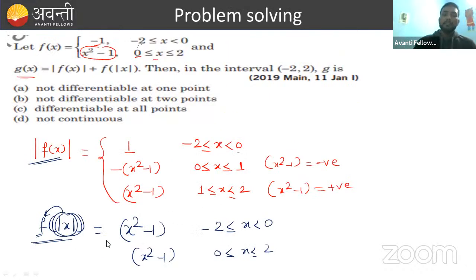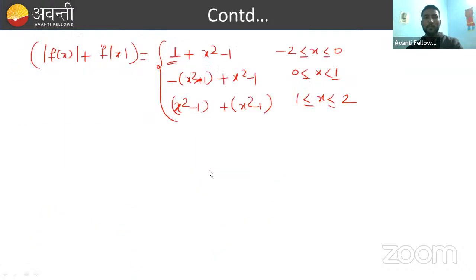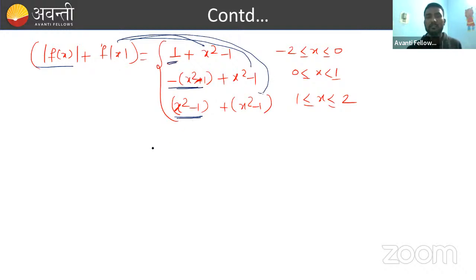Okay, you can see, because f of mod x is throughout x square minus 1 only, and mod of f of x is broken into 3 parts. So that's why in this case, for this one I have taken always x square minus 1 and x square minus 1. But for this one, first one is 1, other one is minus x square minus 1, third one is this. So this cancels, this will become x square, it will become 0, and this will become 2 into x square minus 1.